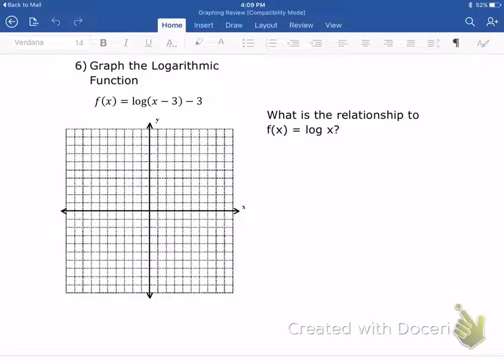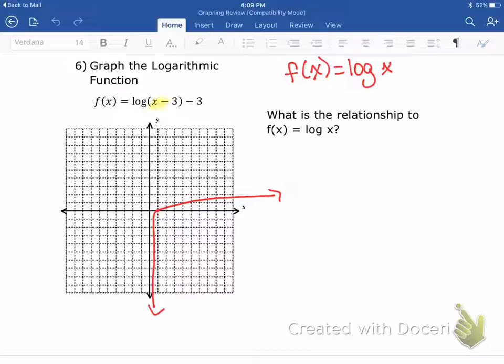So the first thing I want us to do is look at the graph of log of x. And remember, that's base 10, because when we don't have a base, it's base 10. And so that is the graph that we are going to look at first. So when I do log of x, my x-intercept is right here, and it moves this way. And so this is my graph of log of x. So we are going to do an up and down shift and a left to right shift.